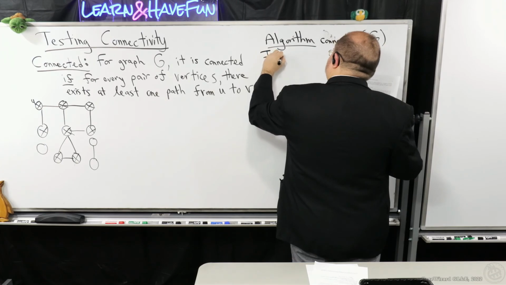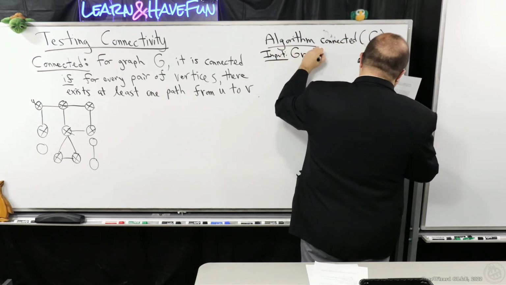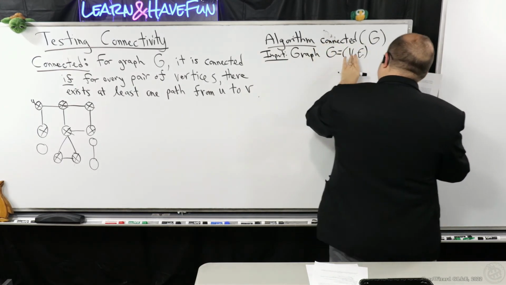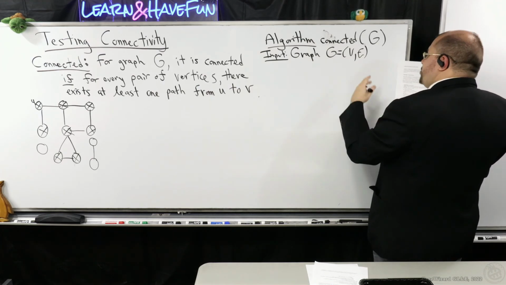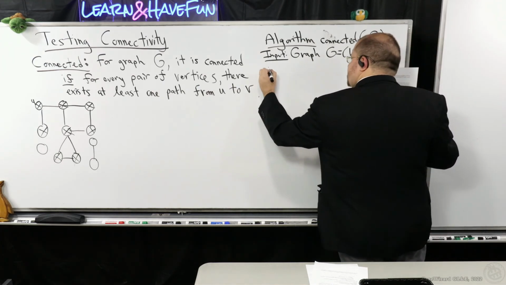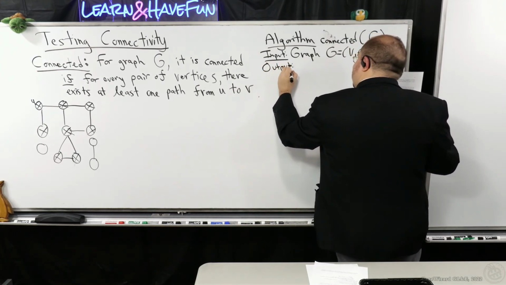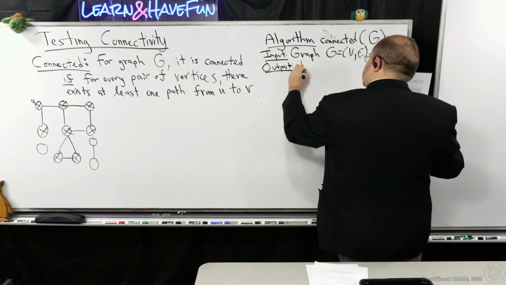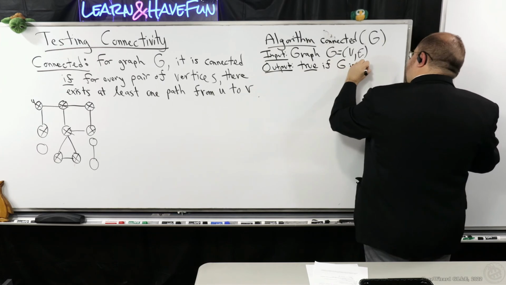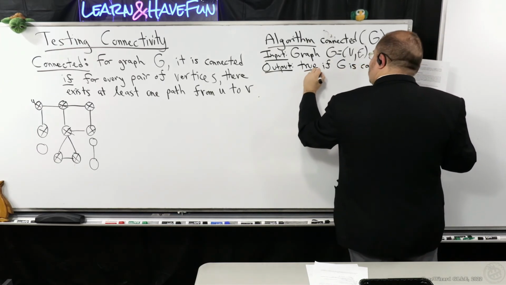As input, we're given graph G, where G is equal to (V, E). So we've got our vertices and our edges, and I assume that these vertices and edges can be marked and labeled. As output, all it's going to do is tell us true if G is connected, and false otherwise.